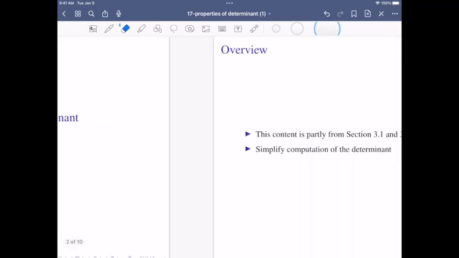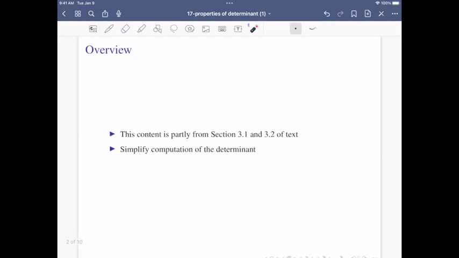Properties of determinant. In the last lecture, we introduced the definition of the determinant, and we can compute the determinant of any square matrix directly from the definition. In this lecture, we're going to introduce some useful properties of determinant, which can simplify your computation in some cases.